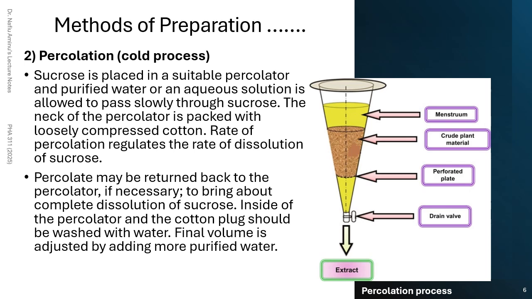You can see an image here of the setup of a percolation system. So we use an apparatus that is called a percolator, whereby that percolator is packed with cotton wool at the end, at the discharge.